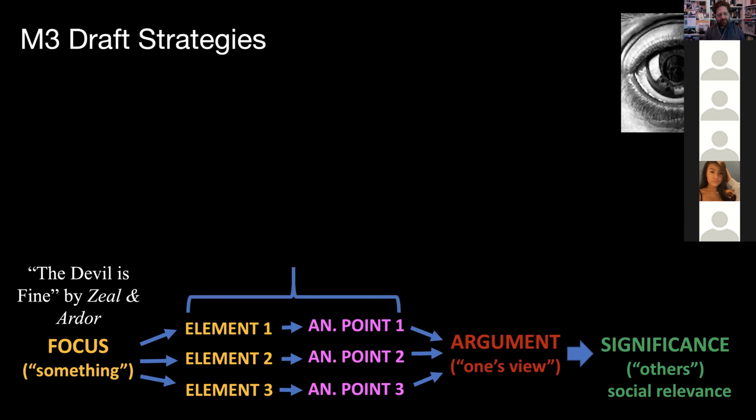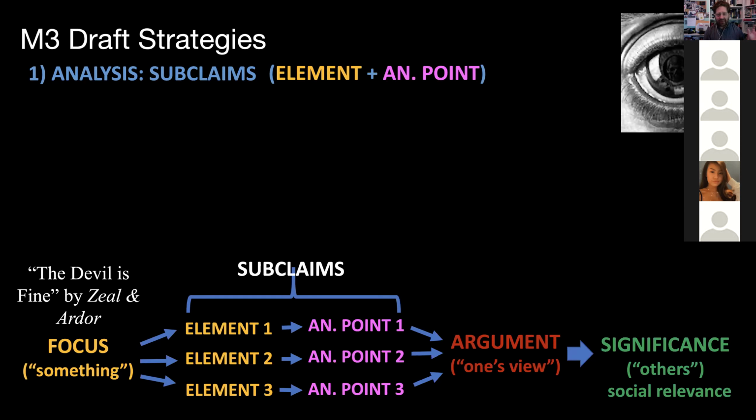Okay. As I talked about already, this first part is all about analysis. It's all about subclaims, right? We notice from my subclaims that I need to have an element in each one and an analytical point in each one. It should be a different subclaim for each of my analysis paragraphs. That's why I was saying you're probably going to have 3 or 4 different subclaims in these papers, because you're going to have 3 or 4 different analysis paragraphs.